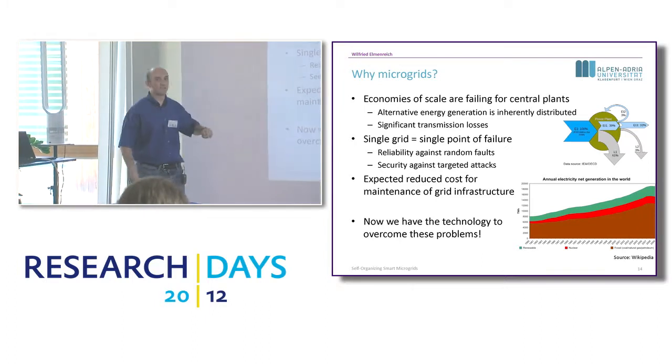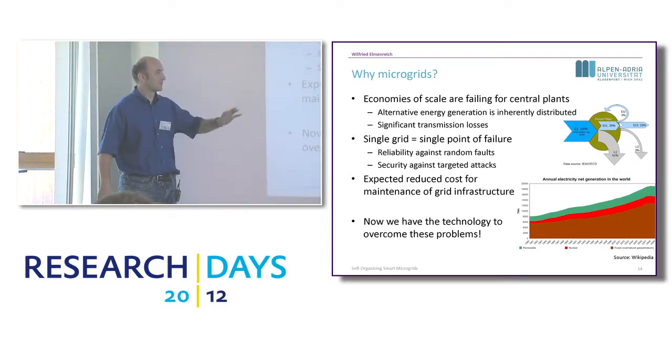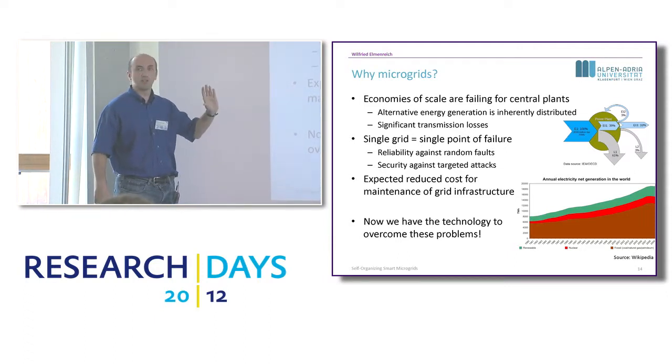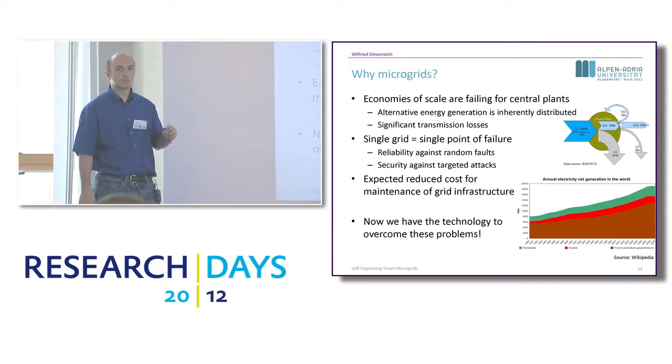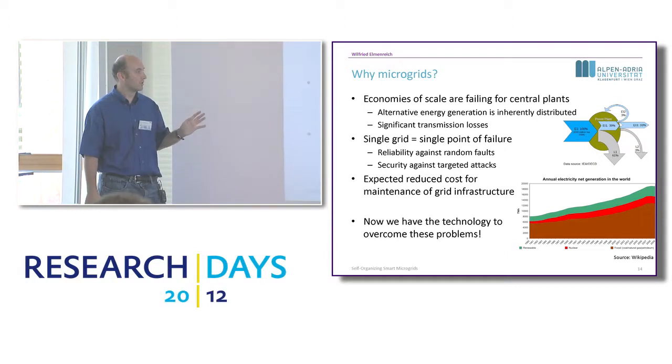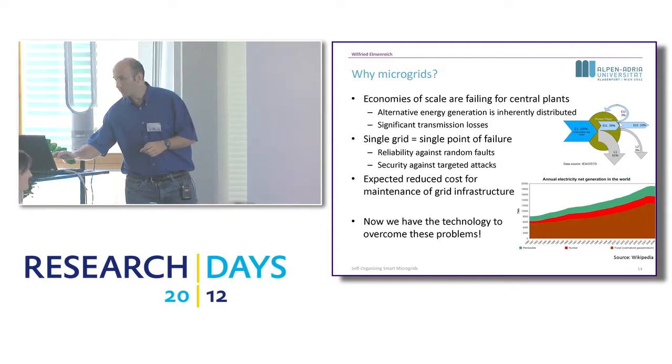For Austria, this is not an appropriate plot because we don't have nuclear power plants. But renewable energy will increase, and it will be distributed. So we somehow have to come up with ideas for what we do now with this new situation. But luckily, with the IT solutions, with the technology we have now, we can overcome these problems. But this means we have a lot of problems to solve.